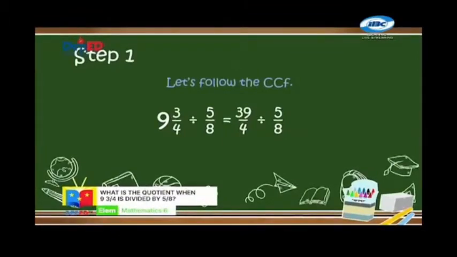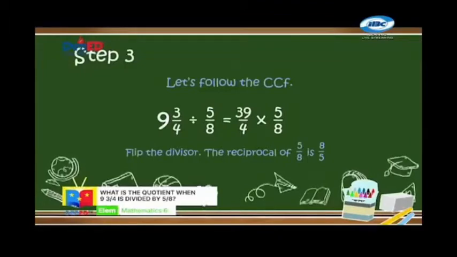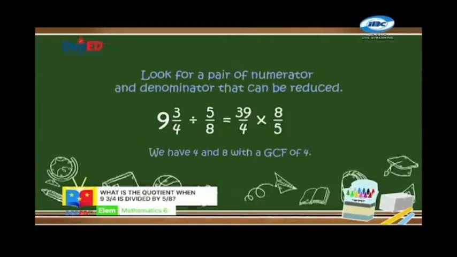Step 1. Copy the dividend, 39/4. Step 2. Change the operation to multiplication. Step 3. Flip the divisor. The reciprocal of 5/8 is 8/5. Now, multiply the numerators and the denominators or use cancellation method. 39/4 times 8/5. Look for a pair of numerator and denominator that can be reduced.